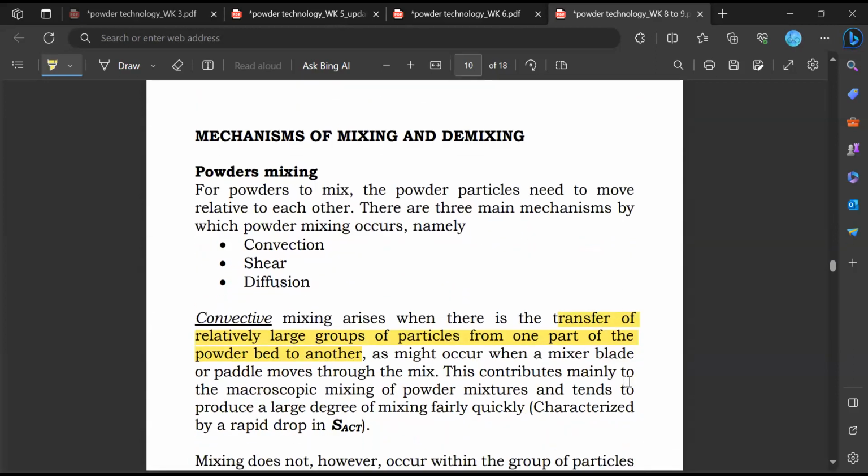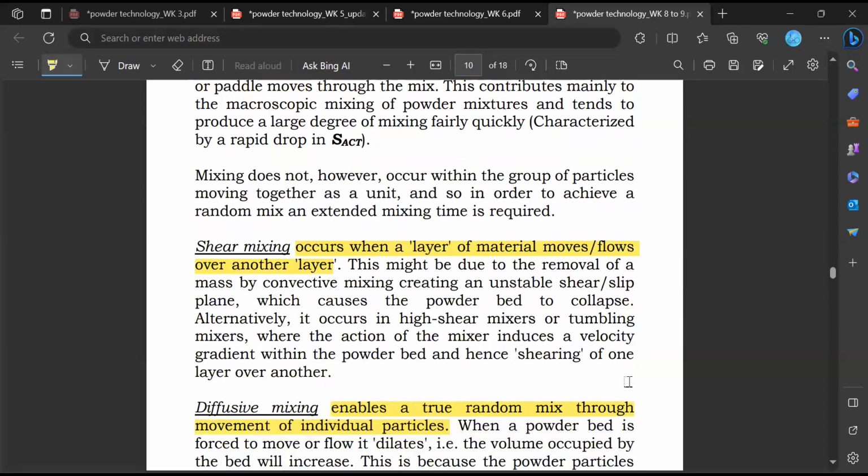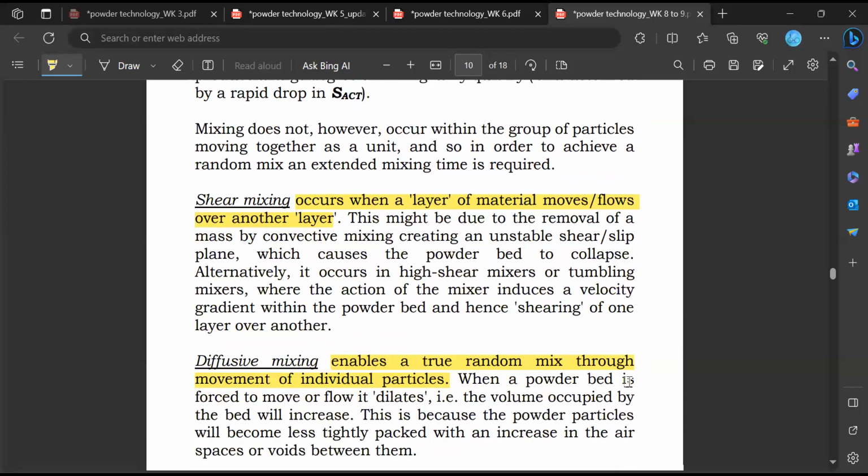Then when you're mixing powders, there are 3 main mechanisms. The first one is convective, where there's transfer of large groups from one part of the powder bed to another part. Shear mixing is the second one, where one layer moves or flows over another layer. Diffusive mixing is movement of individual particles to achieve a true random mix, which is the best mixing.